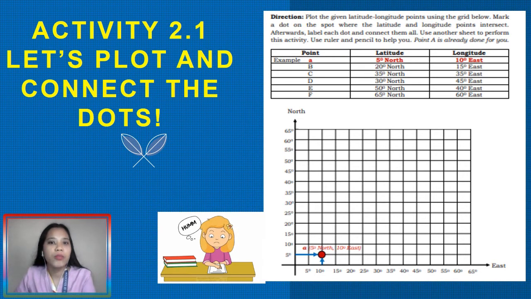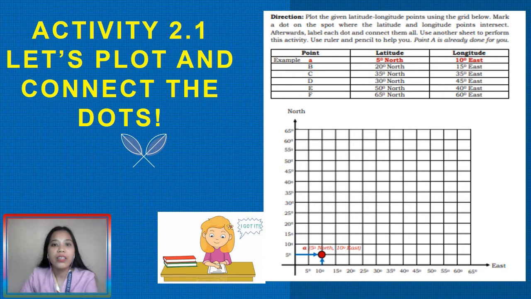Alright, good job, students. Did you find this activity interesting and effective in learning the topic today? If your answer is a big yes, let's find out more. What is the Philippine Area of Responsibility and its coordinates?